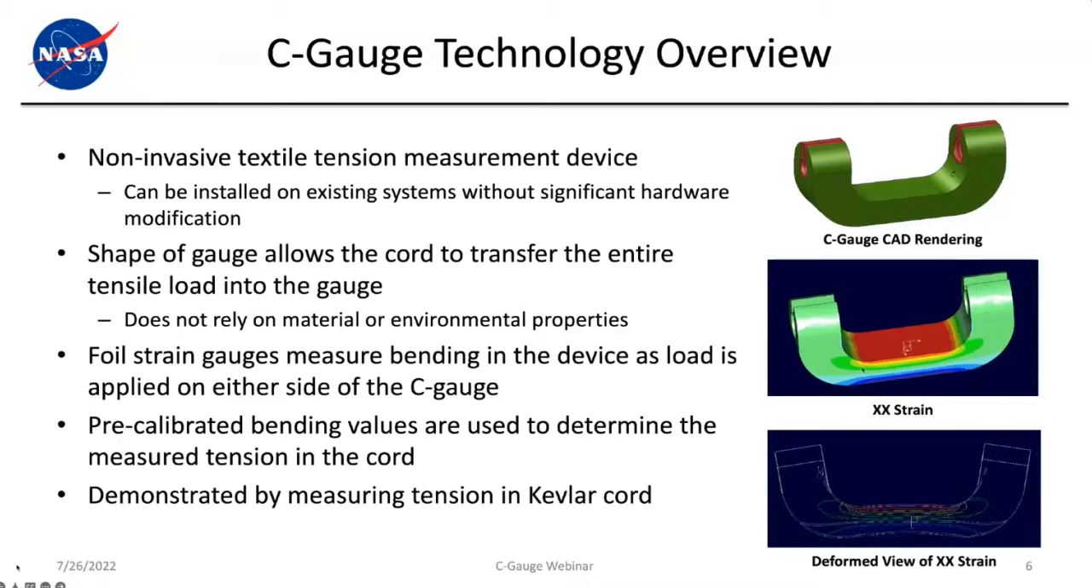So we have this metallic C gauge. We put foil strain gauges to measure the bending in the device. And here you can see a computer simulation of the deformation of the device as load is applied through either of the legs on the C gauge. And you can use your pre-calibrated bending values to determine the actual tension in the cord. And so we built one of these and demonstrated it using some Kevlar cord. I'll show that shortly.